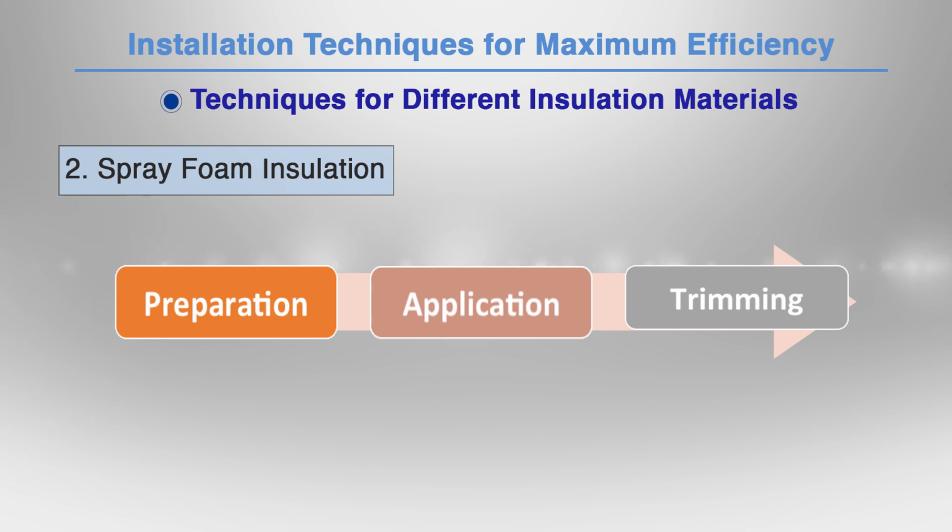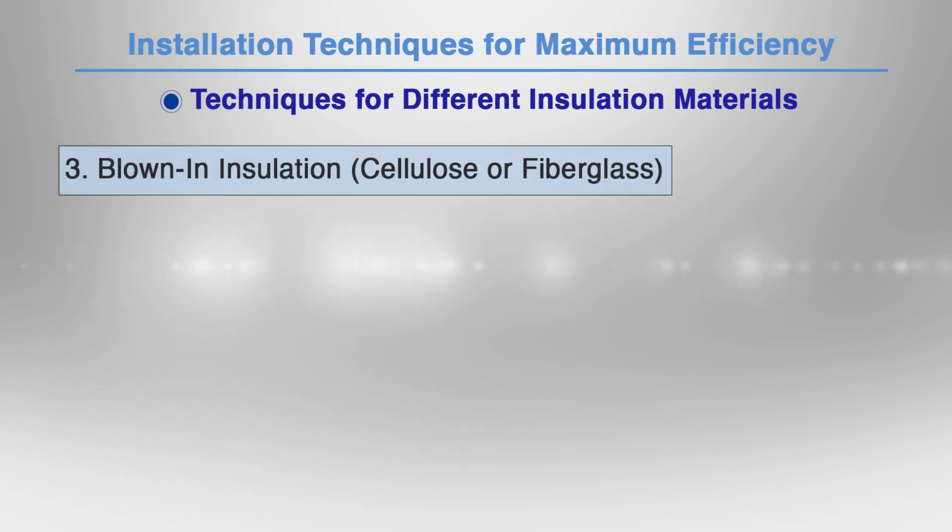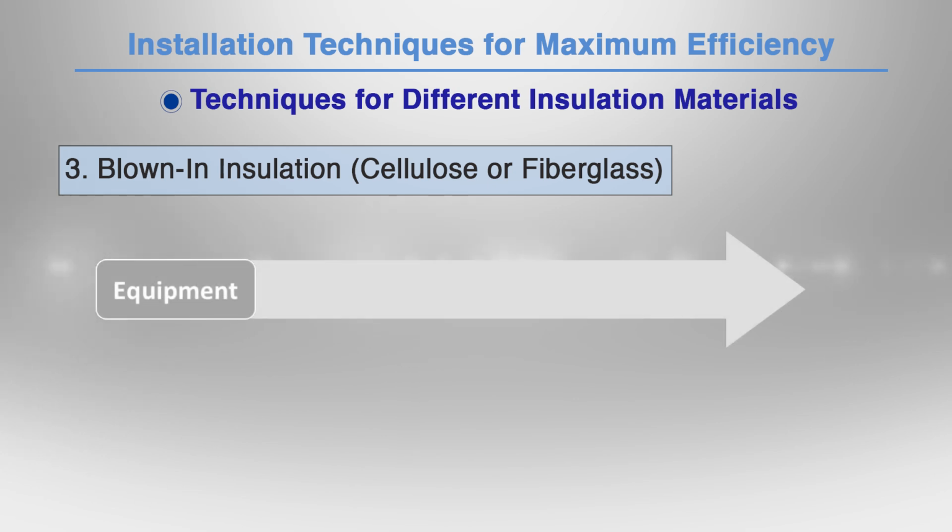Trimming: after curing, trim excess foam to create a flush surface with the framing. Cover the exposed foam with a thermal barrier such as drywall to meet fire safety codes. Third one is blow-in insulation like cellulose or fiberglass. Equipment: use a high quality blower machine for even distribution. Adjust the settings according to the manufacturer's recommendations.